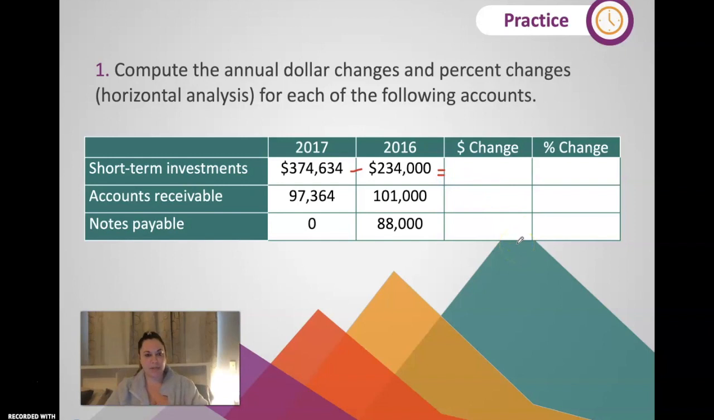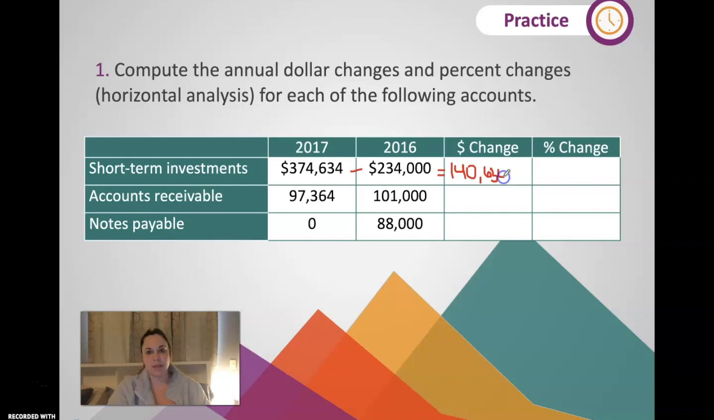When you subtract, that will give you the dollar change. I have my phone out as a calculator, so just follow along as we do this. You can also do it and then pause it and see what the answer is. So 374,634 minus 234,000. I got 140,634.